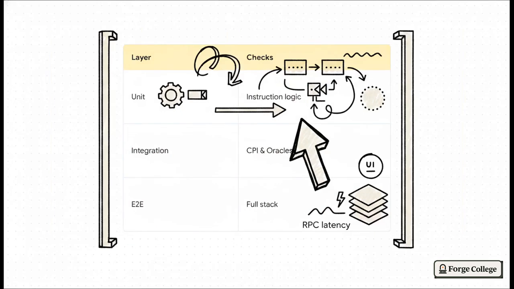Just to firmly anchor where all of this fits into the broader testing ecosystem, let's look at this breakdown. At the unit layer, you're really just checking single instructions. At the integration layer, which is our sweet spot today, you're checking cross-program invocations and mocking those oracles. And then at the end-to-end layer, that's where you check the full stack, including the UI and RPC latency. For what we're doing, you want to keep your integration tests strictly in that middle lane.